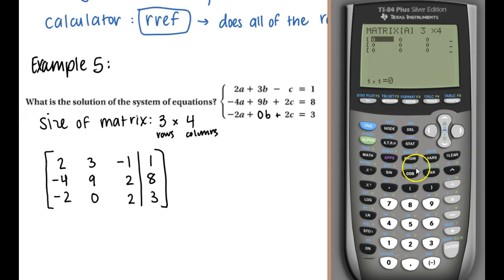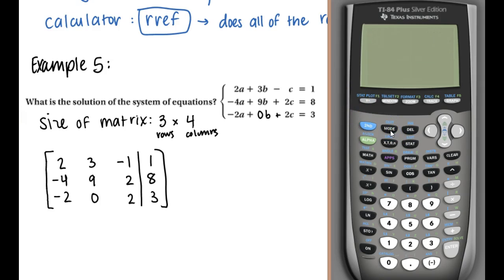Now we want to type in all the values. Let's start with the first row: 2, enter, 3, enter, -1, enter, and 1. I'm going to keep going. The second row is -4, enter, 9, enter, 2, enter, 8, enter, and the third row is -2, enter, 0, enter, 2, enter, and 3, enter. Feel free to pause here if you need to catch up and type in your numbers into the matrix. To exit out of the screen, press second quit.